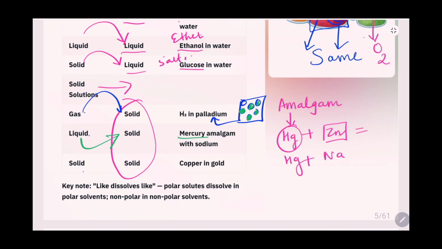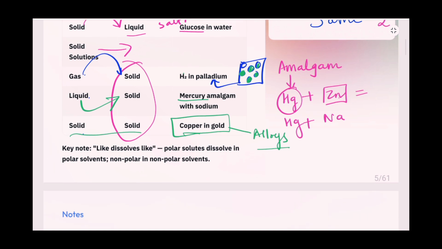The last example is solid plus solid. The best is copper and gold. We have already discussed in the beginning of this chapter how alloys are helpful for us. So all the alloys will fall in this category because they are a mixture of a metal with another metal or a non-metal, which are both solids.